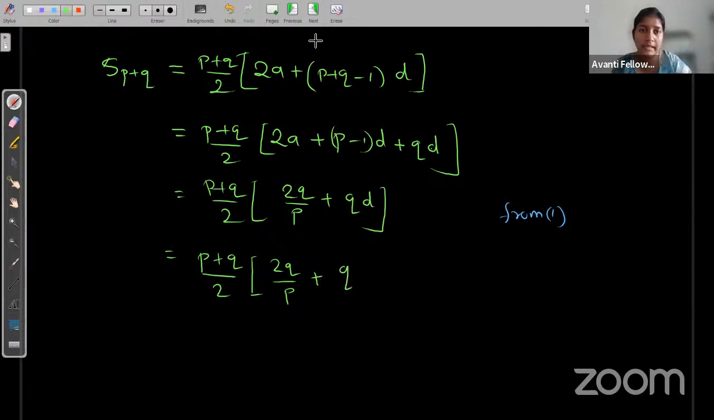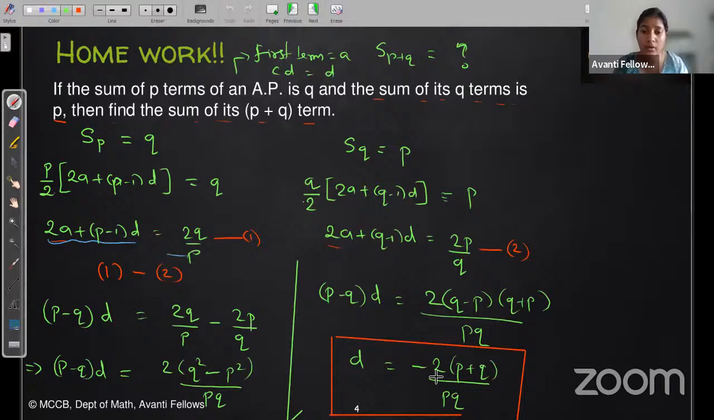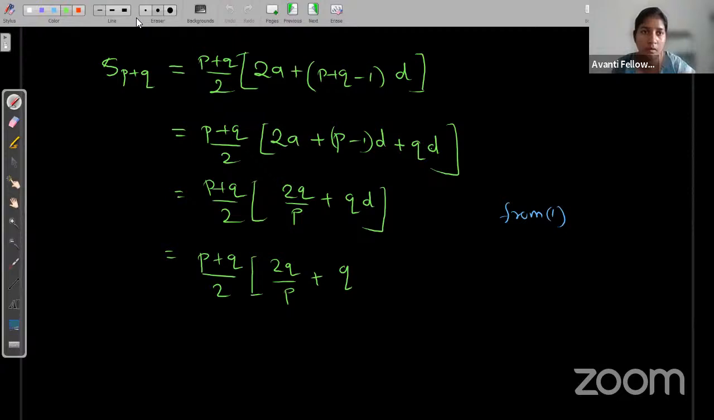What is D? D is minus 2 into (P plus Q) divided by PQ, right? Just replace it. So we will get minus 2 into (P plus Q) divided by PQ. Okay. So observe here, this Q will get cancelled. Correct? So what will we end up with?